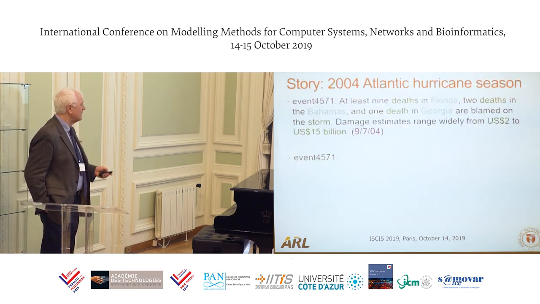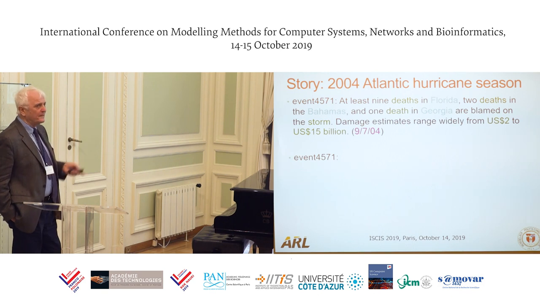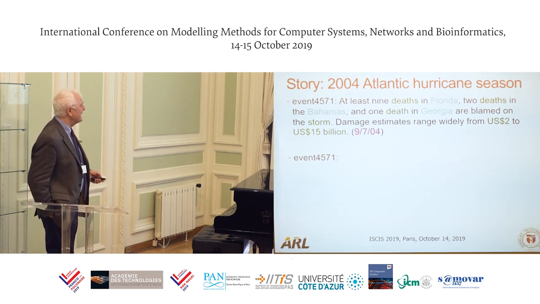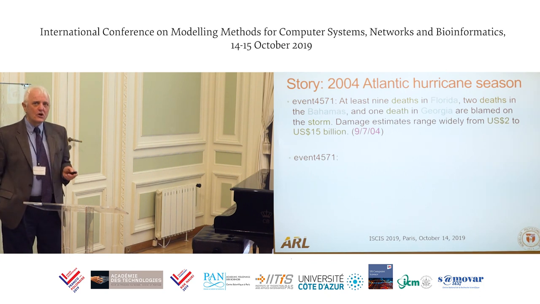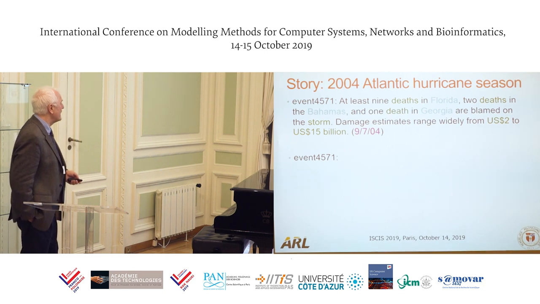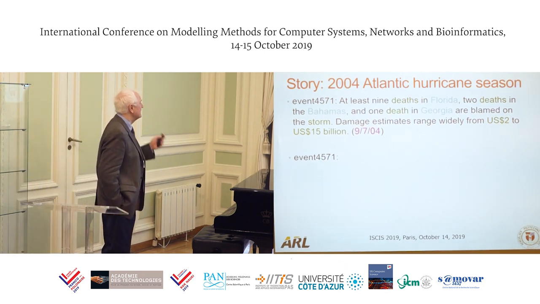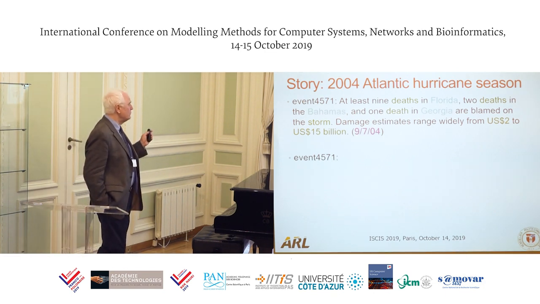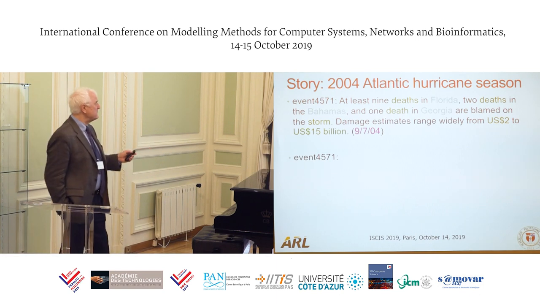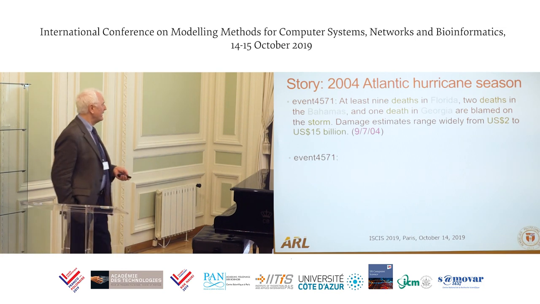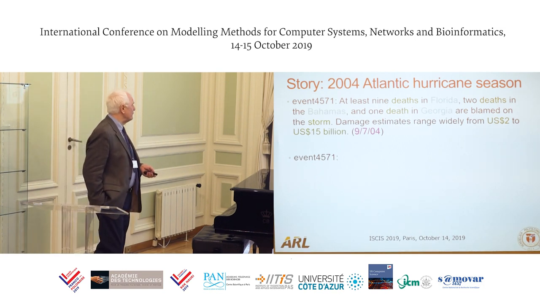we can get the process going. So, for example, in this Wikipedia data, we have stories, like, for example, the 2004 Atlantic hurricane season. And for each story, we have a set of events associated with this story. For example, event 4571 reports that at least 9 deaths were in Florida, 2 deaths in Bahamas, and 1 death in Georgia, which were blamed on the storm. Damage estimates range widely from 2 billion to 15 billion, reported on September 7, 2004.